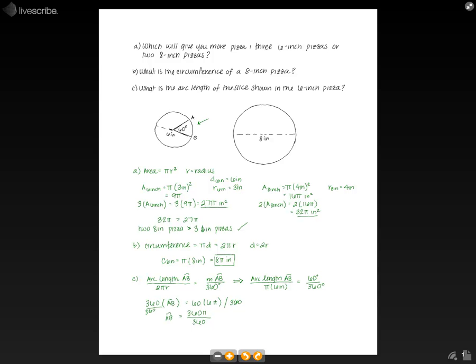Alright, so now we have the length of AB is 360 pi over 360. So those 360s cancel right out, and we just have the arc length of AB is equal to pi. And we know that pi is approximately equal to 3.14. So that is the answer to part C.